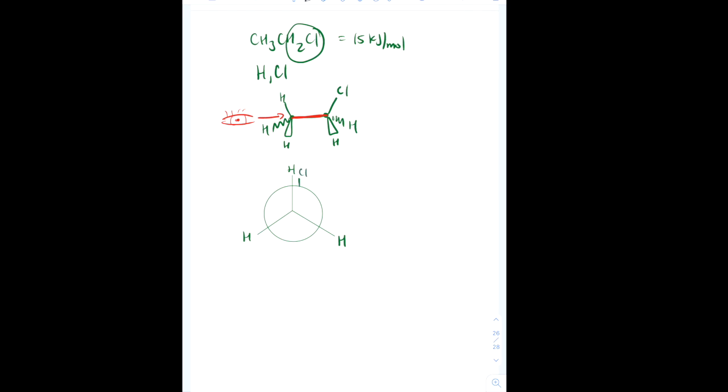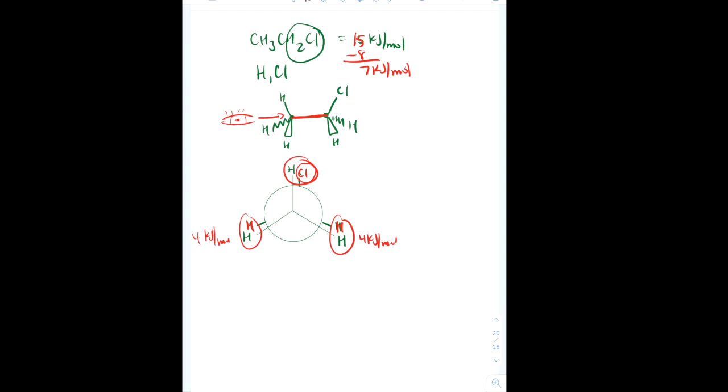Now we've got our chlorine, our other hydrogen, and our other hydrogen. Let's draw these in red so that we can see them. And so again, how do we do this? We know that this is 4 kilojoules per mole. This eclipsed interaction is also 4 kilojoules per mole. So what's that? Well, we're looking at 15 minus 8, which is 7 kilojoules per mole. That's because chlorine is a larger atom than hydrogen, so it's almost double the destabilization energy.